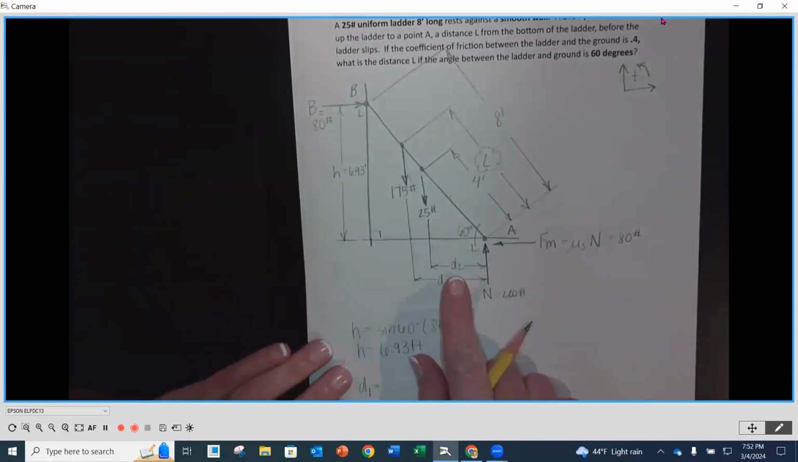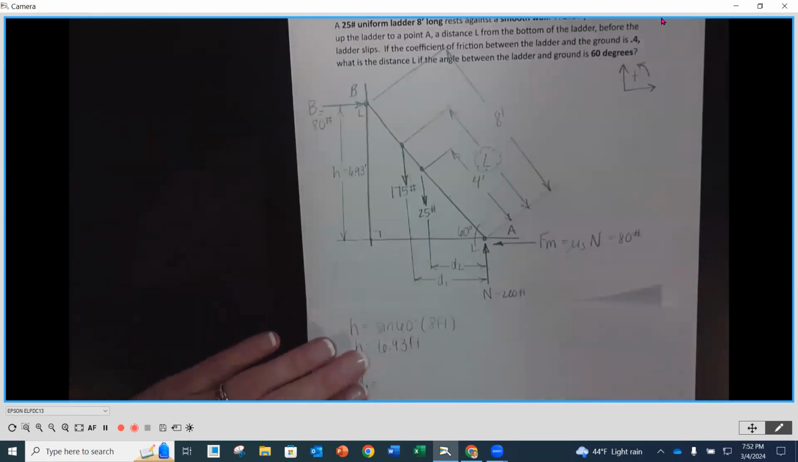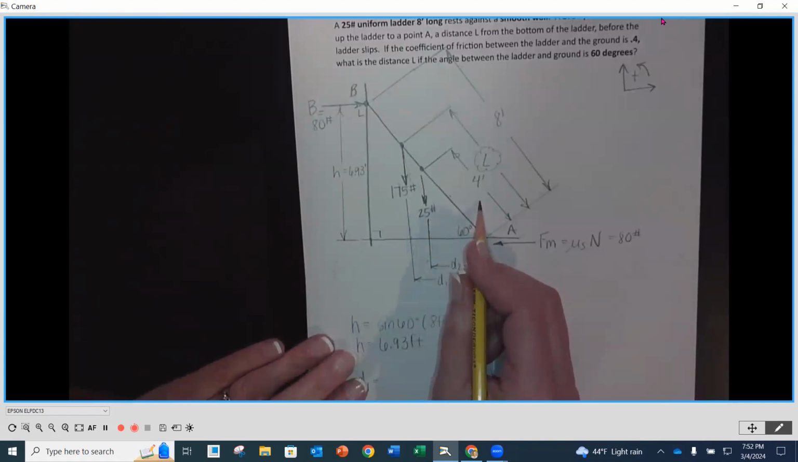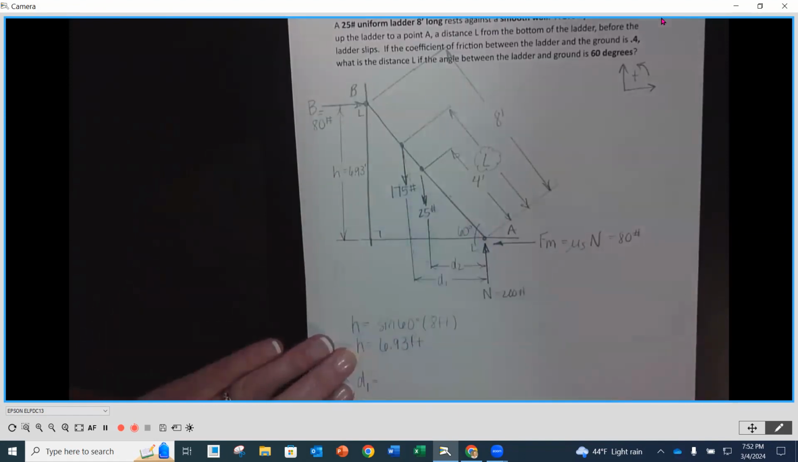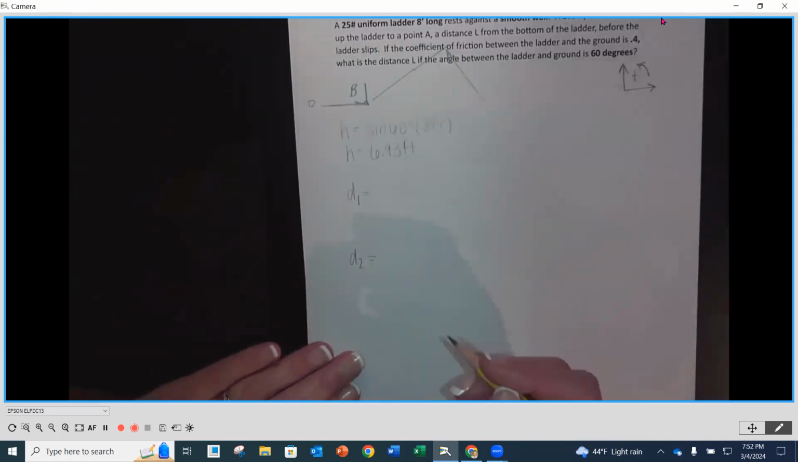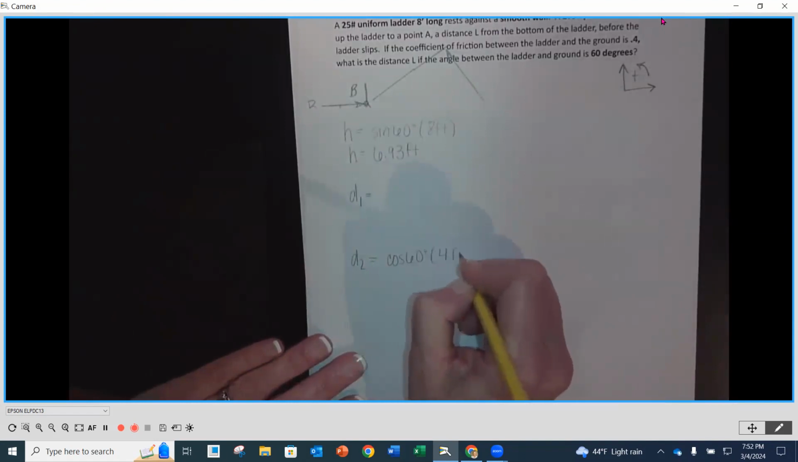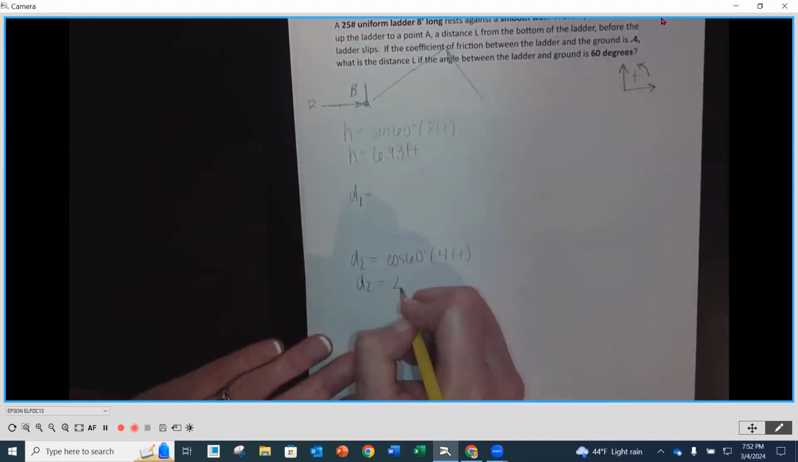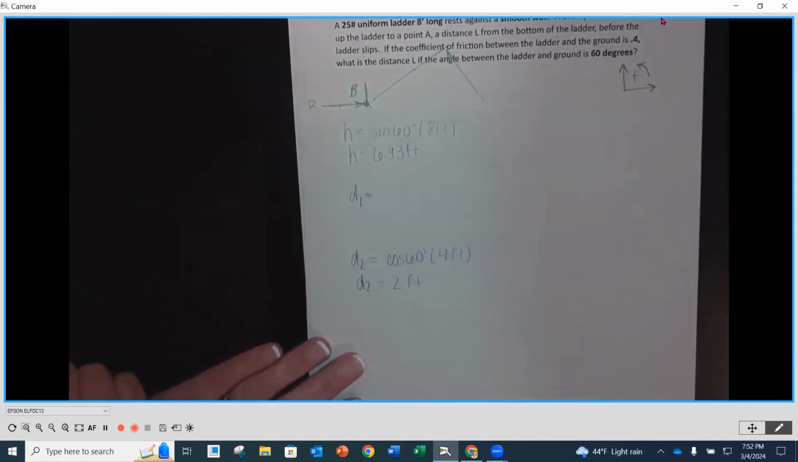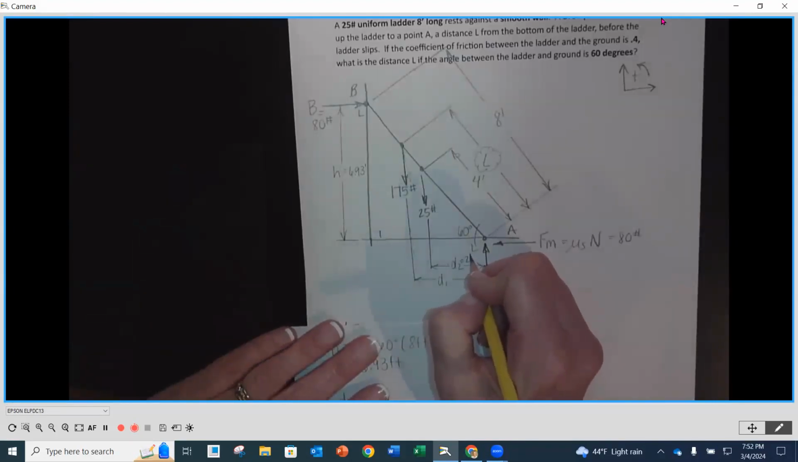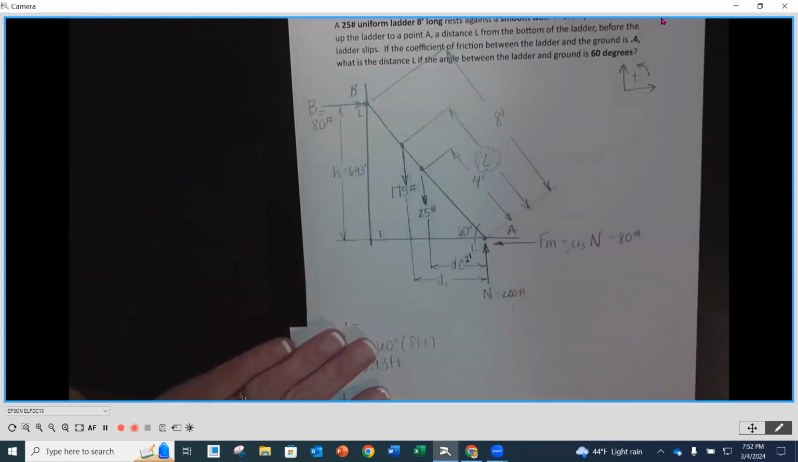How about D2? D2 is one that we can get numerically, right? Because D2 is going to be the cosine of 60, and then 4 feet is its hypotenuse. So D2 is going to be the cosine of 60 times 4 feet. So D2 should equal 2 feet, because the cosine of 60 is 0.5. So D2 is going to be equal to 2 feet. And what about D1?